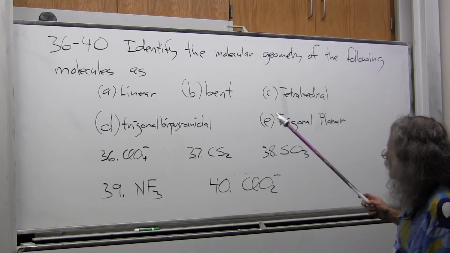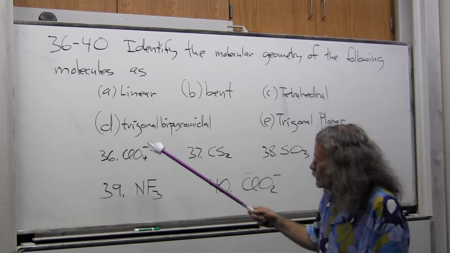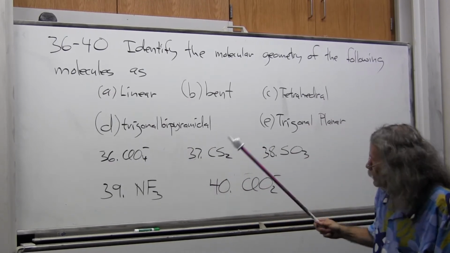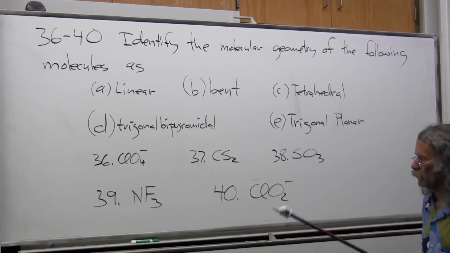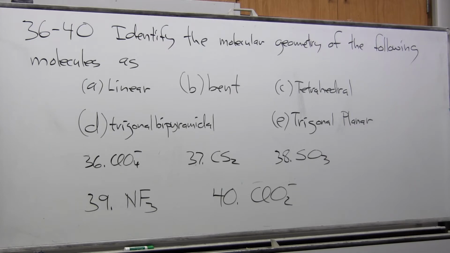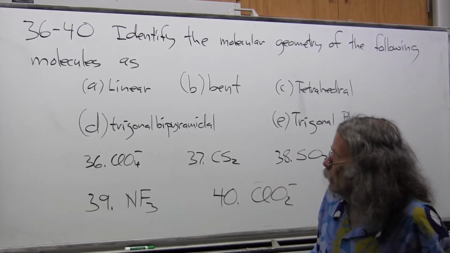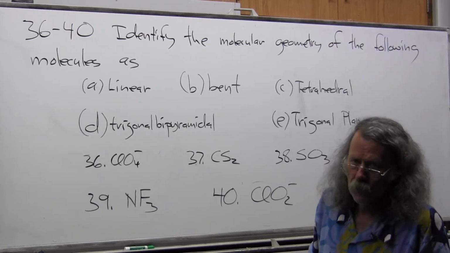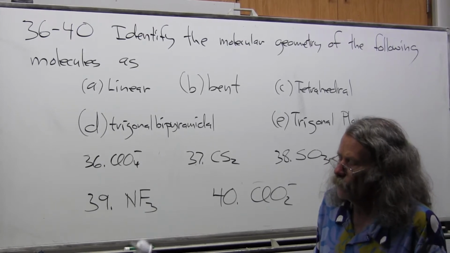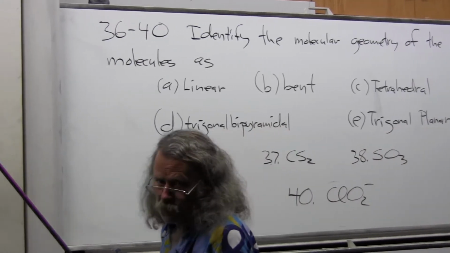But the question is, identify the molecular geometry of the following molecules as A, linear, B, bent, C, tetrahedral, D, trigonal bipyramidal, and E, trigonal planar. And before we start discussing these molecules, I want to refer you to the strategy which we've already reviewed on many of the previous questions, because this is applicable for questions number 22 through 40. And this is on our scratch paper.